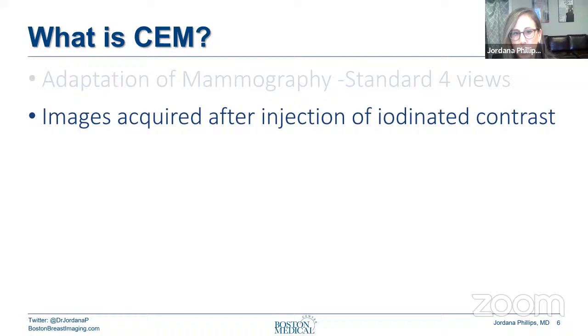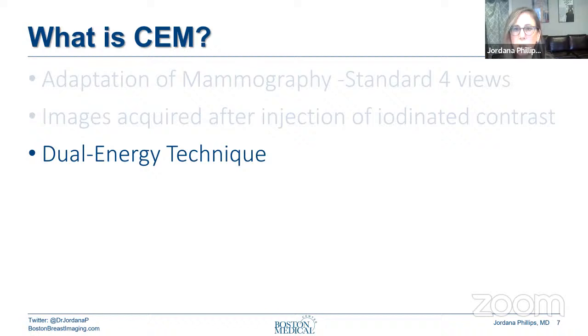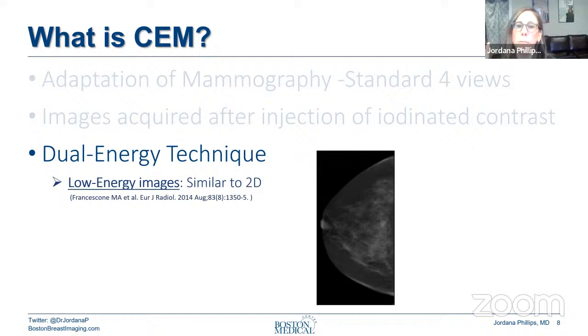But this is where the second difference comes into play. This mammogram is actually performed using a dual energy technique. And so what does this mean? Well, for every imaging position, every time the breast is compressed in the CC or the MLO view, the unit is actually acquiring two pictures. The first picture is a low energy image, which looks just like a conventional 2D mammogram. You can see it here.